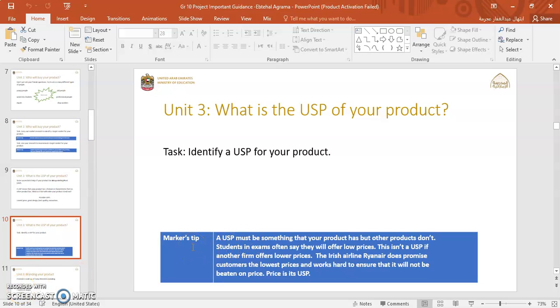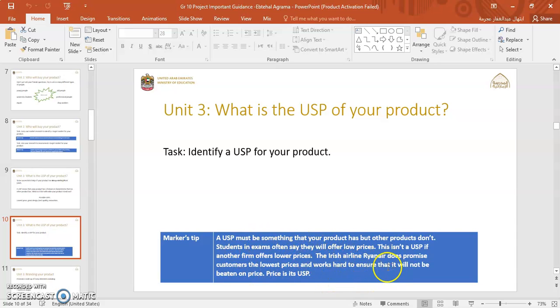So there's a tip for you. A USP must be something that your product has but other products don't have. Students in exams often say they will offer low prices. This isn't a USP if another firm offers lower prices.